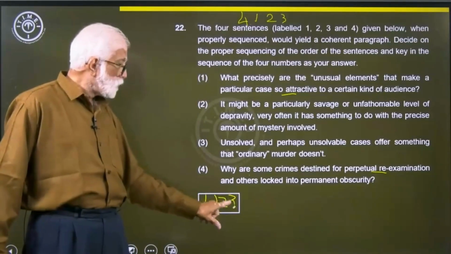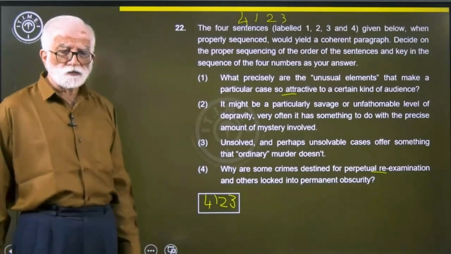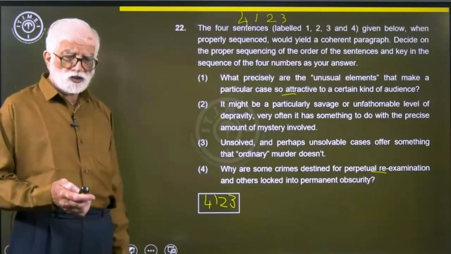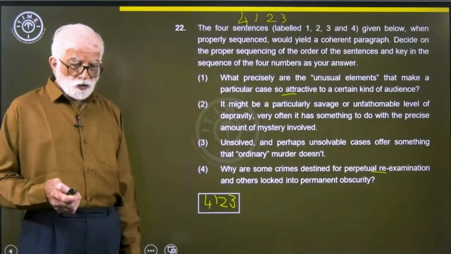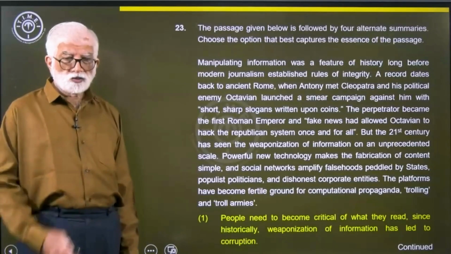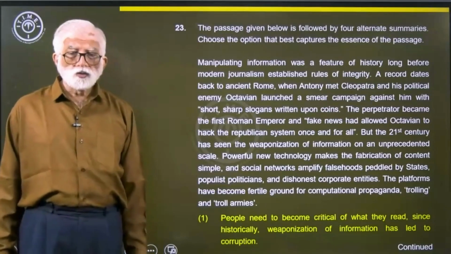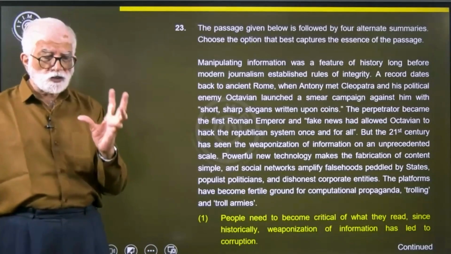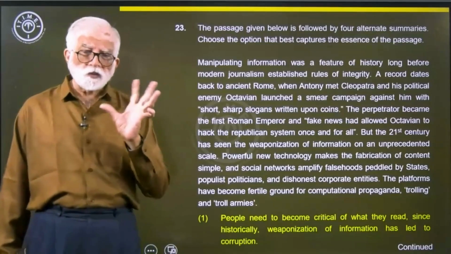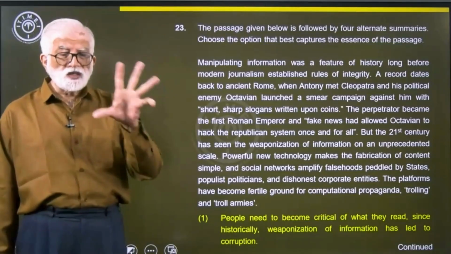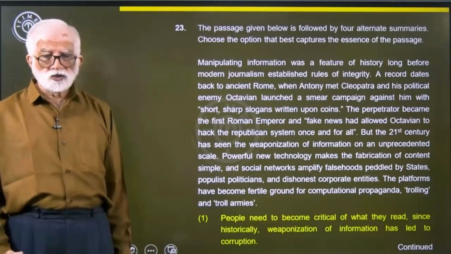Always read through the sequence, make sense of it, and then put your answer down. So, 4, 1, 2, 3 is going to be your sequence. Now, let us look at this question. This is about capturing the essence of the passage. In other words, what would be the statement that encompasses what the passage is trying to talk about. That means the basic idea in the passage is delivered in which choice.